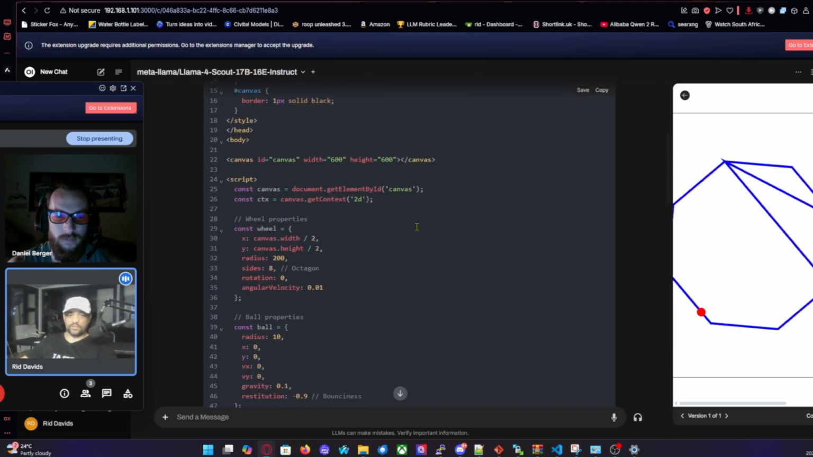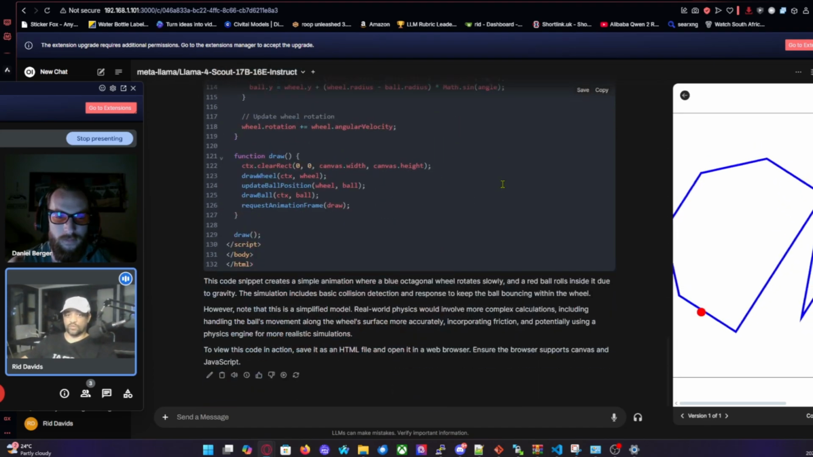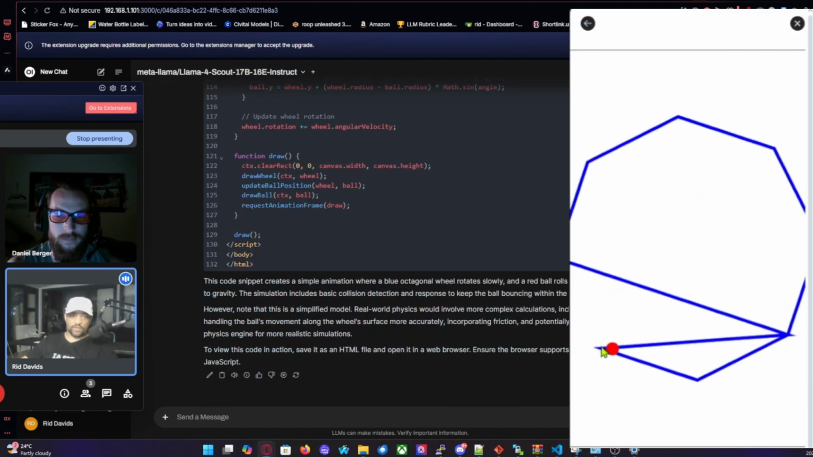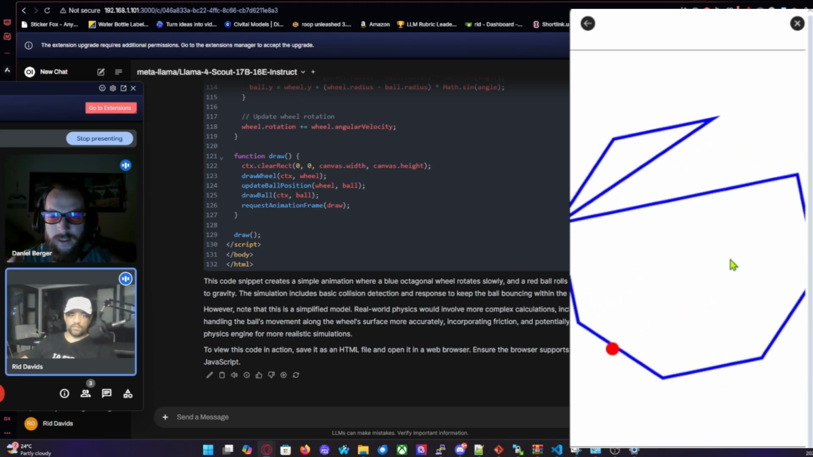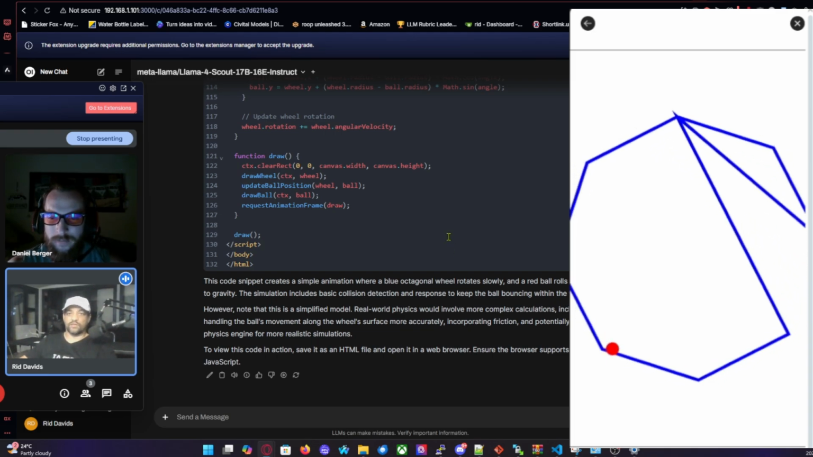Cool. So spin up the HTML page, and this is the Scout model. Cool. This is what it came up with. That ball's not moving. And it didn't even make the octagonal shape, like, even good at all.